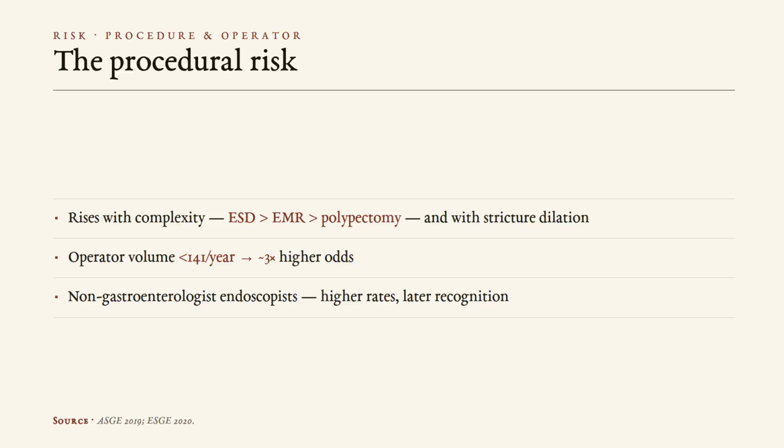On the procedural side, risk rises with complexity. Dissection above resection above simple polypectomy, and with stricter dilation. And the operator matters. An annual volume below 141 procedures carries almost a 3-fold higher odds of perforation. And non-gastroenterologist endoscopists have higher rates and later recognition.